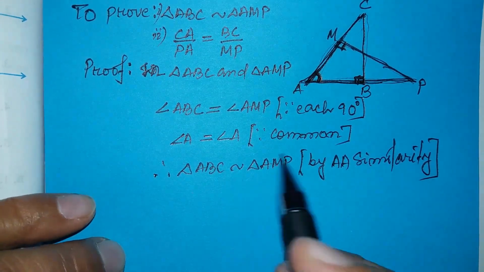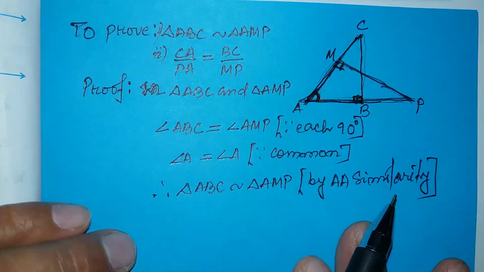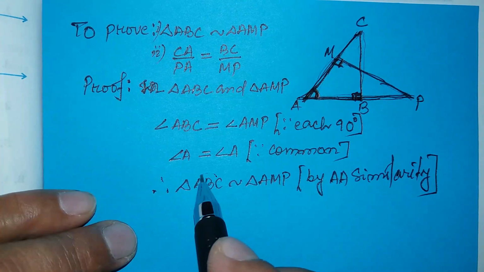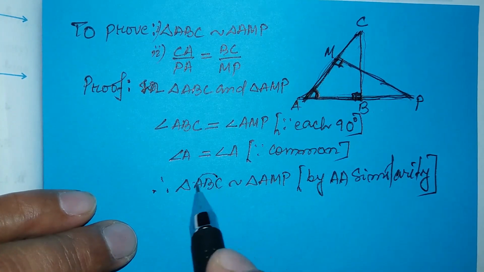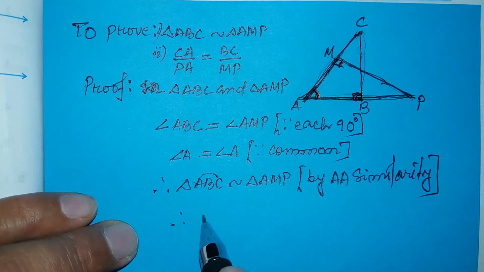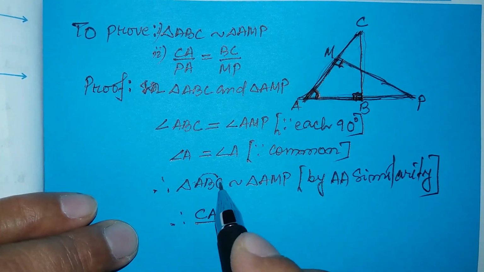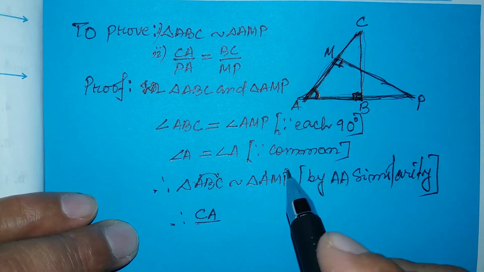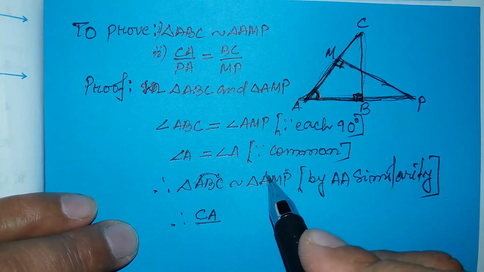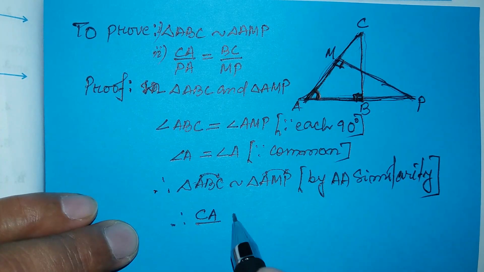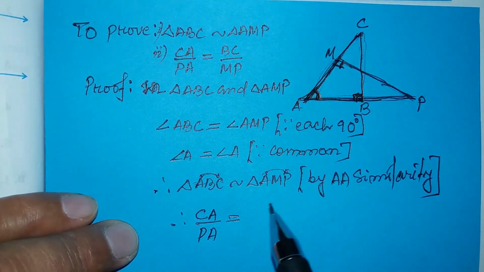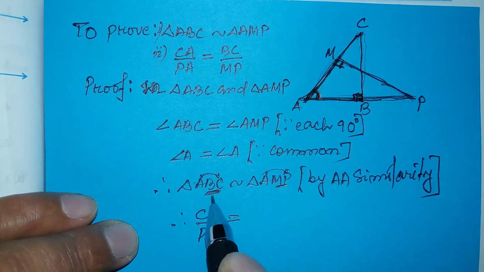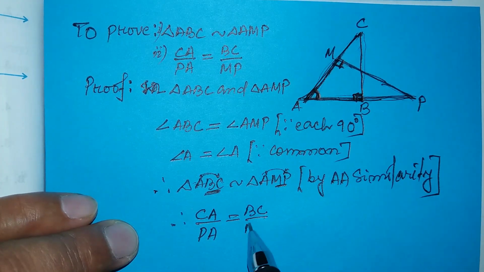Now since these two triangles are similar, the corresponding sides will be proportional. So the corresponding sides of AC, or you can say CA: since we're taking this one and this one here, the corresponding side of AC will be AP, or you can say PA. CA by PA will be equal to the corresponding side of BC, which is MP.